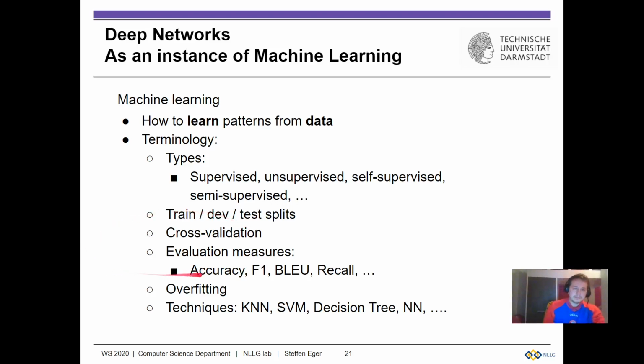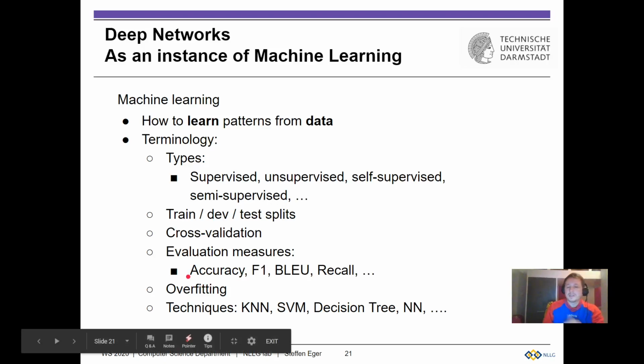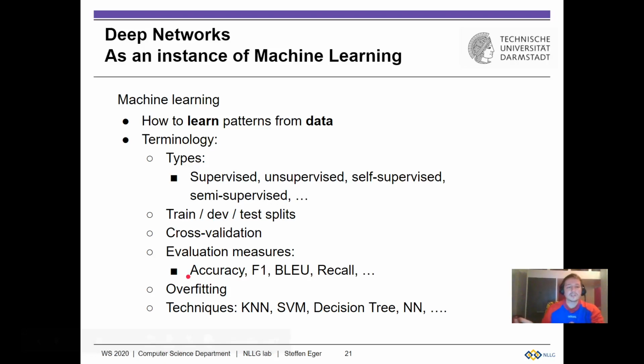Another piece of terminology in machine learning is the evaluation measure. How do we evaluate our model? There are different ones like accuracy, F1, BLEU, recall, depending on what you're actually doing. Accuracy is often used in a classification context like the one I've just sketched, where we want to classify objects into categories or text into categories.